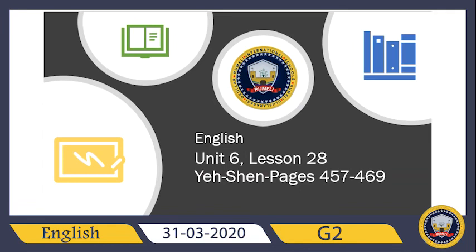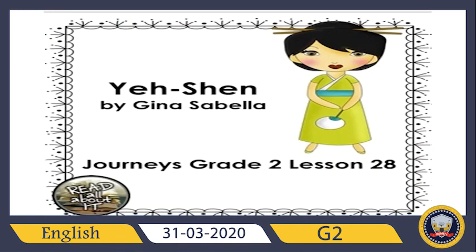This week, as you know, we have started a new unit, Unit 6, Lesson 28. So today, it is story time. Yishen is the name of the story. It's the name of a girl. We will be covering page number 457 up to page number 469. Yishen by Gina Sabella, Grade 2, Lesson 28.